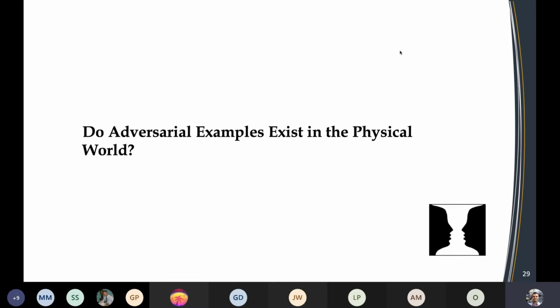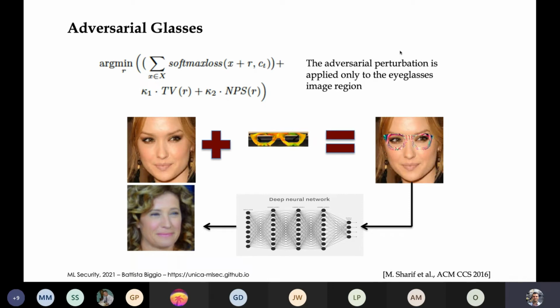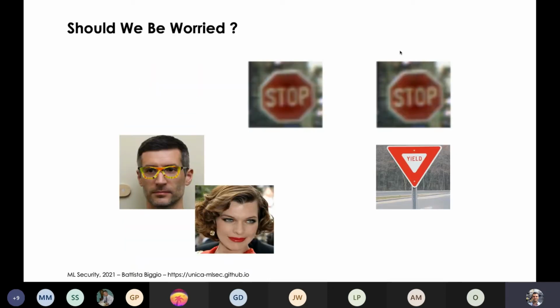Now, we already discussed some evidence of this. Here there are some more historical references to the problem. The first paper was this one by Kurakin, I think Goodfellow also, and others, where they showed that a bunch of examples were successfully transferring to the physical world. They printed some of these attack examples, then reacquired them and saw that they were still effective. Okay, we have the example of adversarial glasses by Sharif et al. We already discussed it. We have seen the stop sign, which can be manipulated, and so on and so forth.